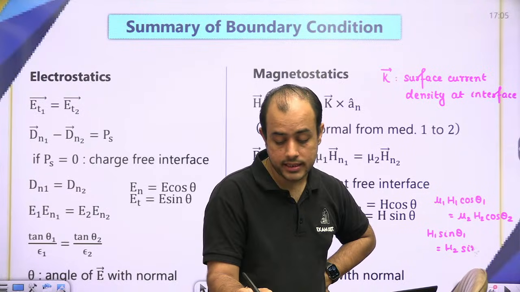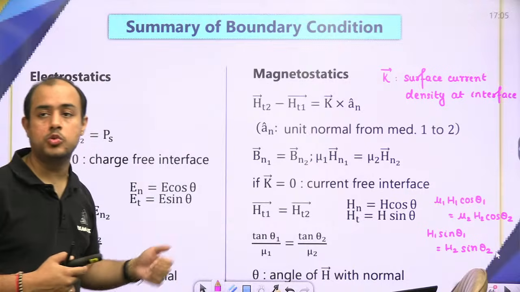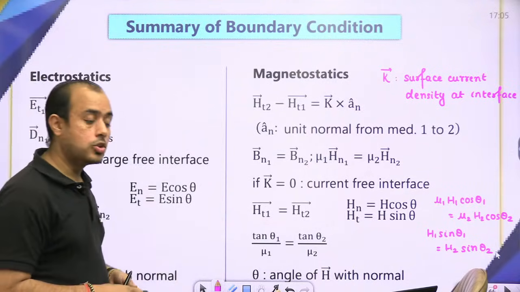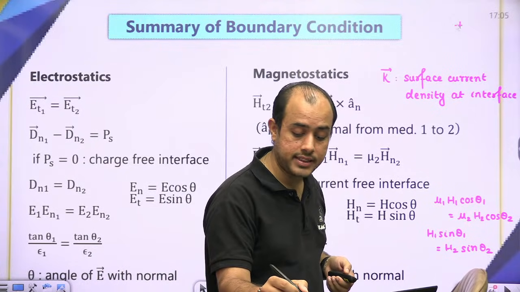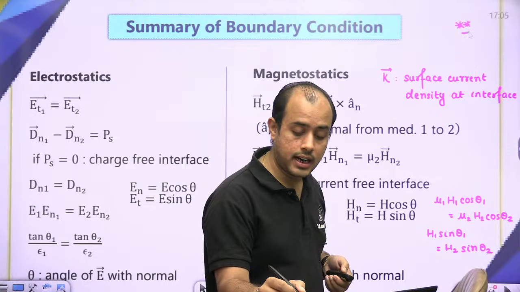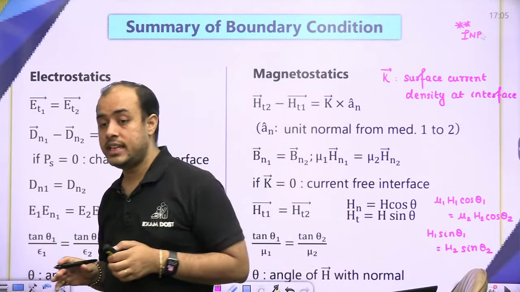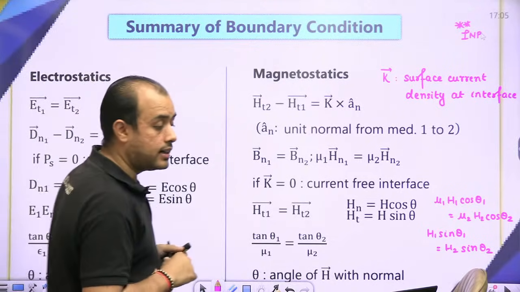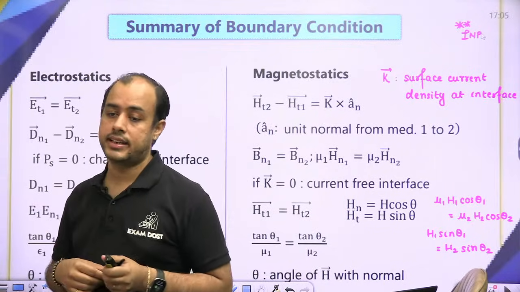So when you take the ratio, tan theta 1 by mu1 is tan theta 2 by mu2. जैसे यहाँ आया था tan theta 1 by epsilon 1. तो अगर आप इनको साथ रखोगे तो आपके लिए समझना बहुत इजी हो जाता है. ठीक है? अलग अलग रखोगे तो थोड़ा सा याद रखना मुश्किल है. So if you see carefully beta, the concepts are analogous in electrostatics and magnetism.